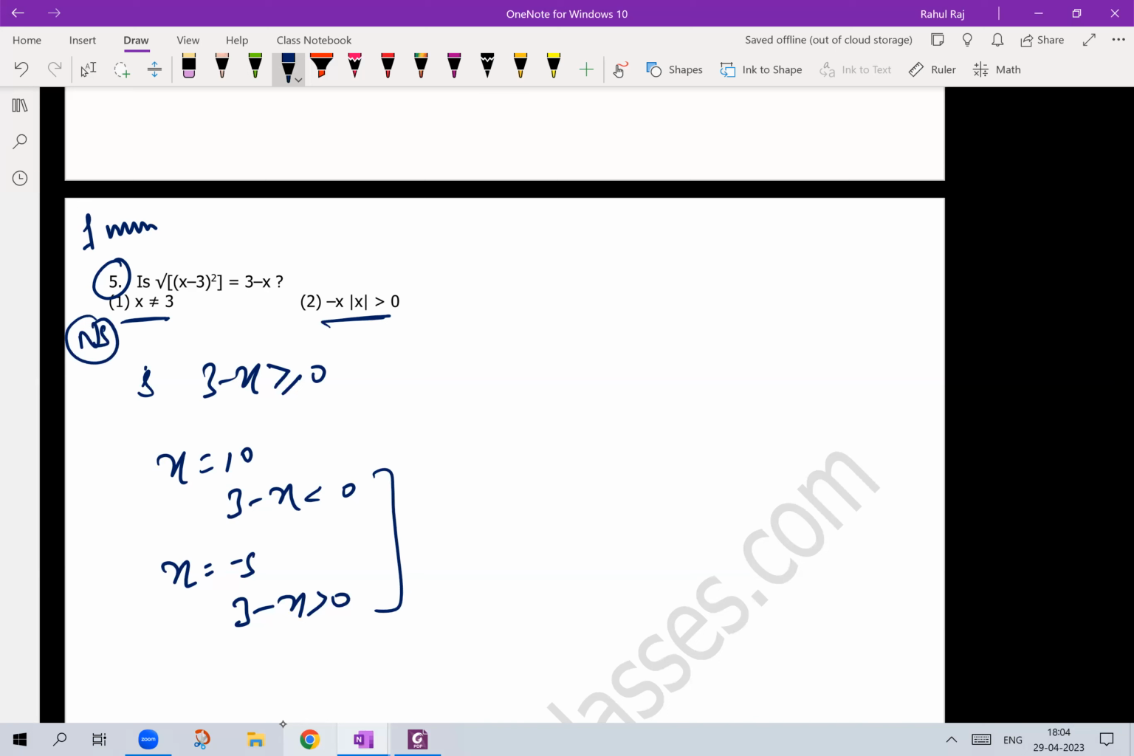Minus x mod x greater than 0 simply means x is negative. If x is negative, 3 minus x, you put any negative value of x over here, it will surely be greater than 0. So this is sufficient.